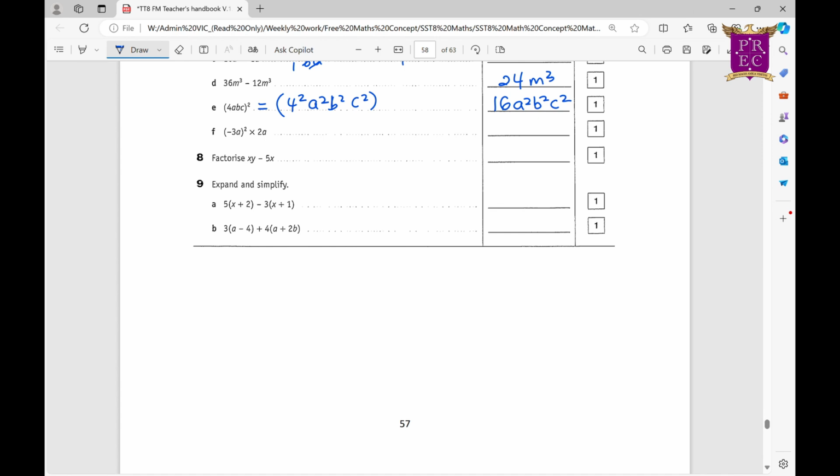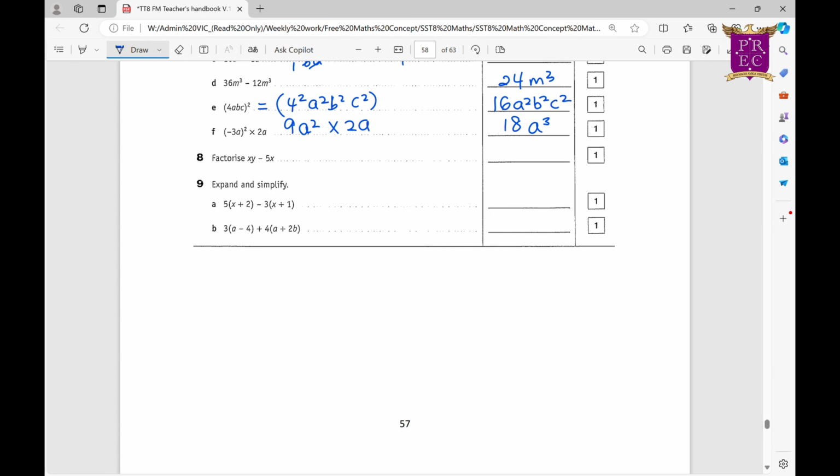Alright, now question F is asking you to do the same thing, and then it wants you to multiply. And so negative 3 squared is just 9, and a squared is just a squared, times 2a. So first, as I mentioned, a squared times another a makes it a cubed, and 9 times 2 is 18.